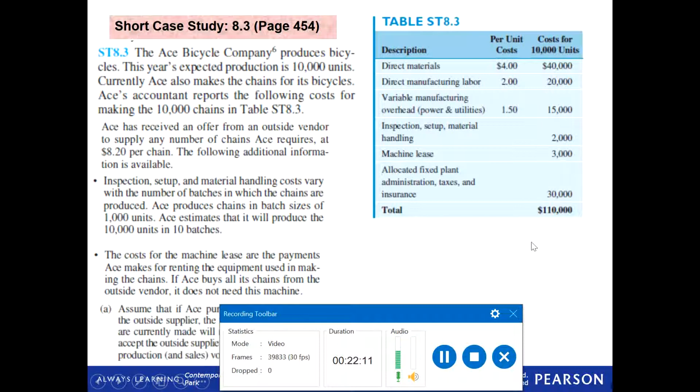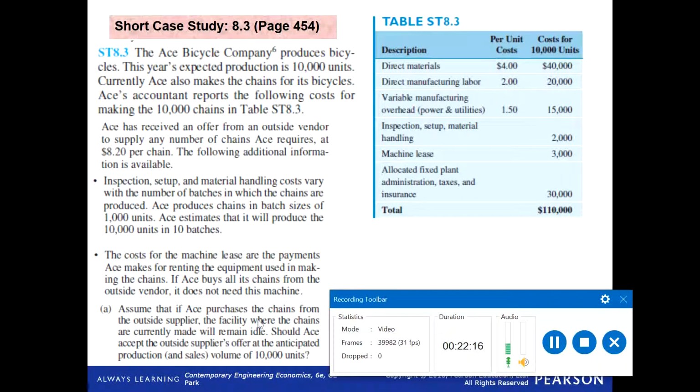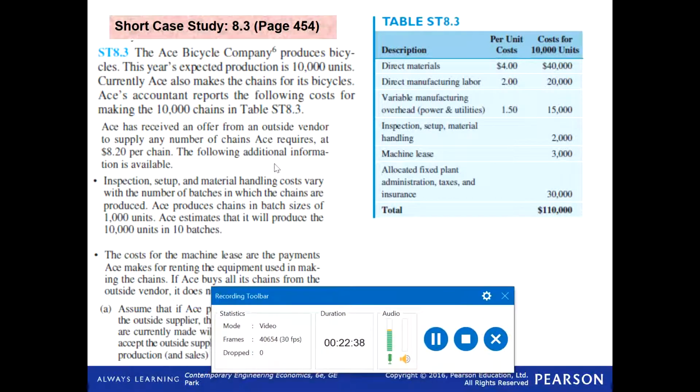Now assume Ace purchases the chain from the outside supplier, right? Part A. If the facility where the chains are currently made will remain idle, should Ace accept the outside supplier's offer at the anticipated production and sales volume of 10,000 units? So should they accept this offer at 8.20 per chain? If you see it here, we should say, okay, it's cheap. But we have to see those fixed costs as well.